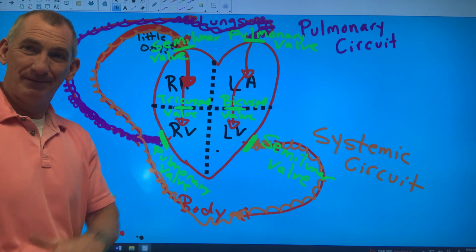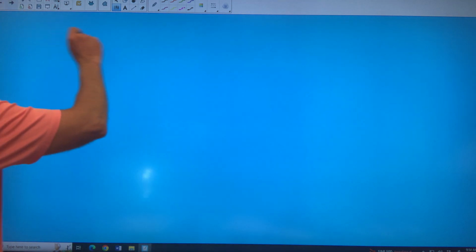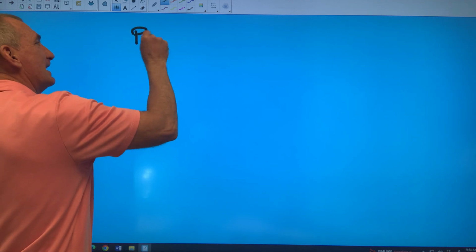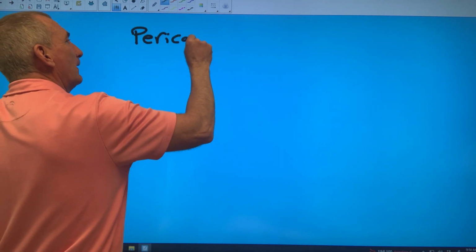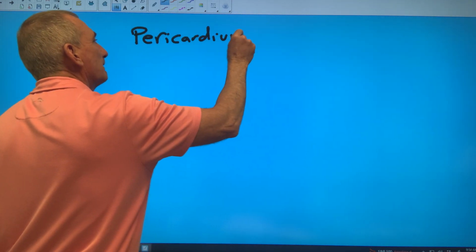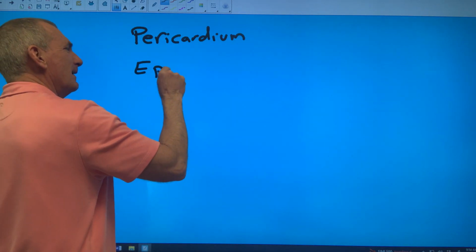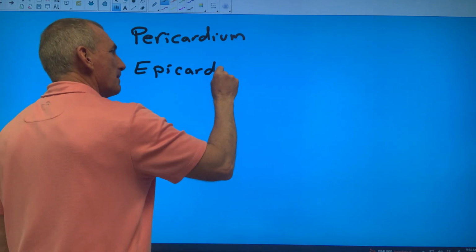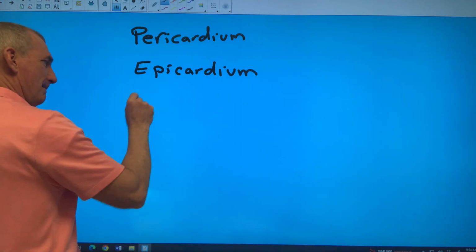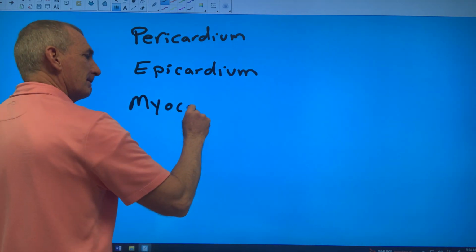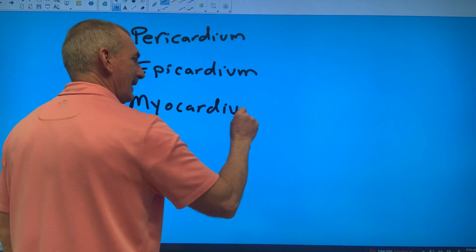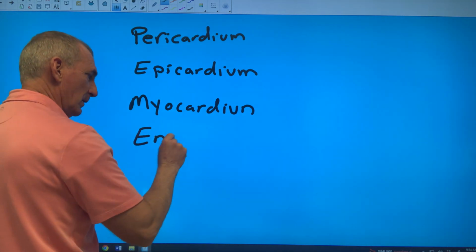Bullet number 5. Bullet number 5, we just got to define pericardium, epicardium, myocardium, and endocardium.